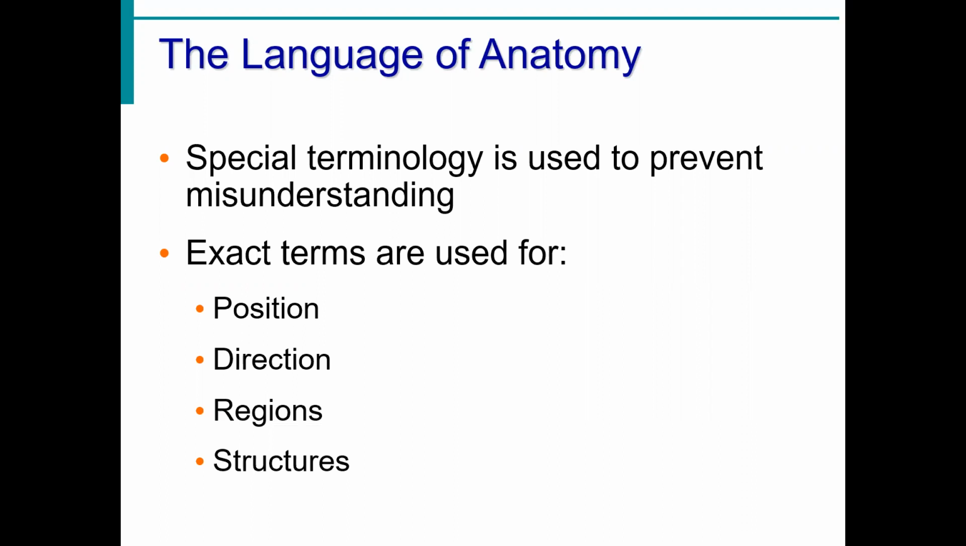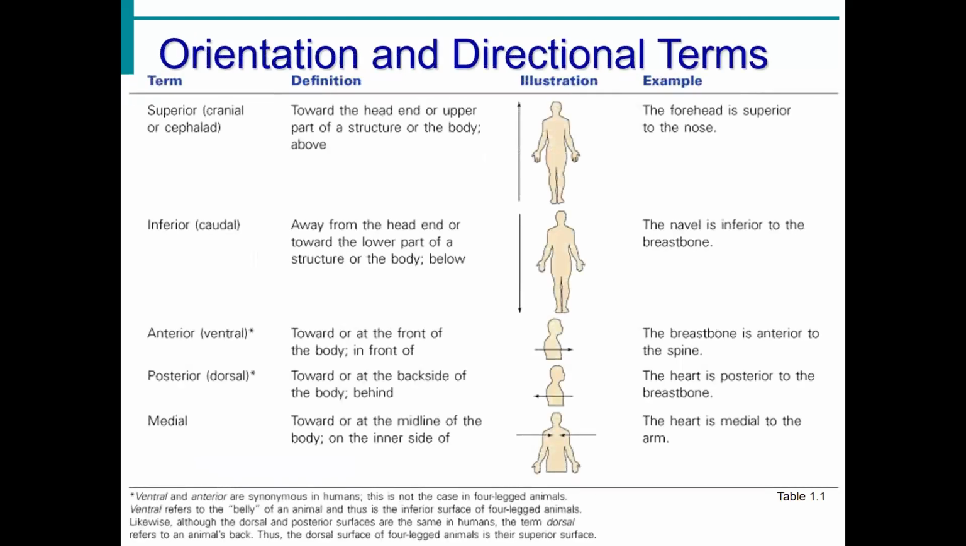Let's look at some of the language that is used to refer to anatomical structures, the anatomy. Special terminology is used uniformly to prevent misunderstandings. So there are exact terms that we use globally to indicate position, direction, regions, and structures of the anatomy so that there's no confusion. Okay, let's look at some of these terms. We have terms for orientation and direction.